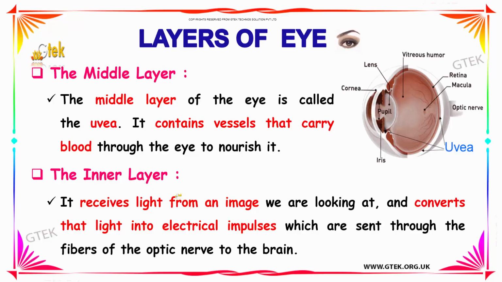Your inner layer receives the light from the image we are looking at, and it converts the light into electrical impulses, which are sent through the fibers of your optic nerve to the brain. So thus, the inner layer acts as the converting place where the image is converted into electrical impulses for the recognition of the brain.